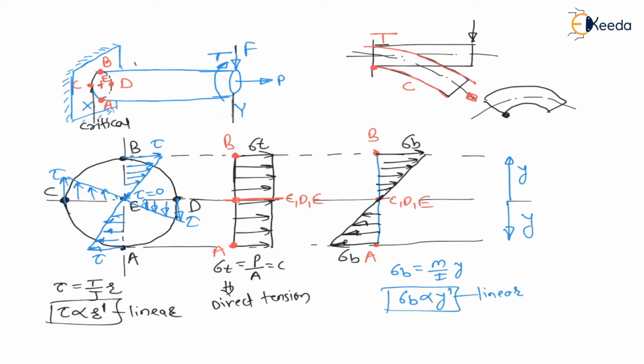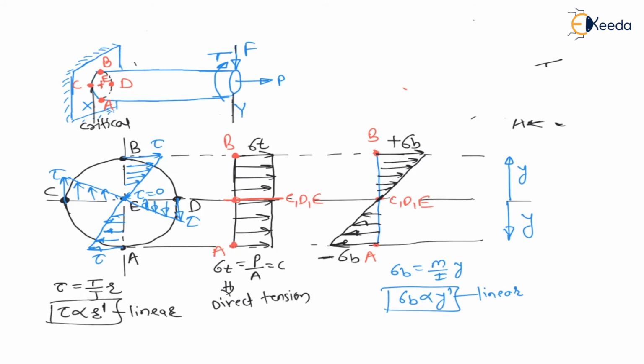Point A is on the lower fiber, and point B is on the upper fiber. Means point A is under compression for bending and point B is under tension for bending. Therefore, at B this is positive bending stress, and at A this is compressive bending stress, which is nothing but negative bending stress. This is how we can calculate stress distribution. Now from all these stress distributions, our target is to locate the critical element.